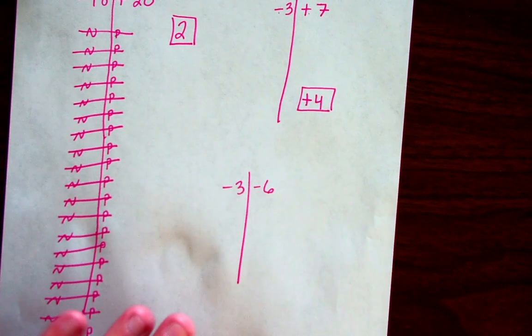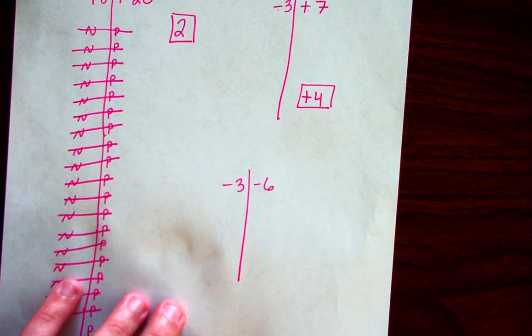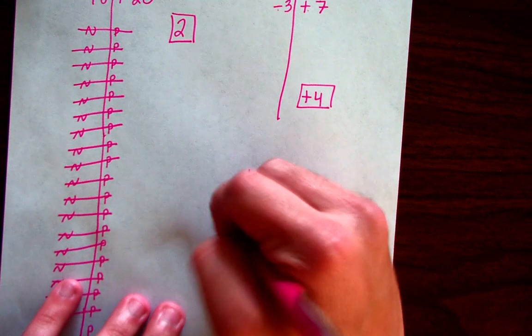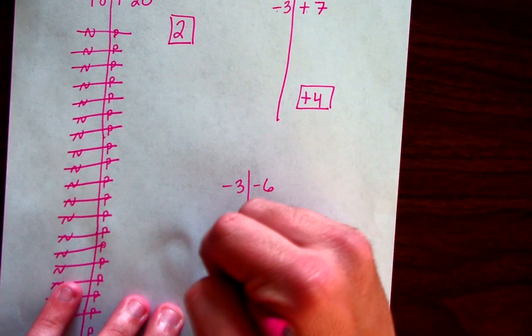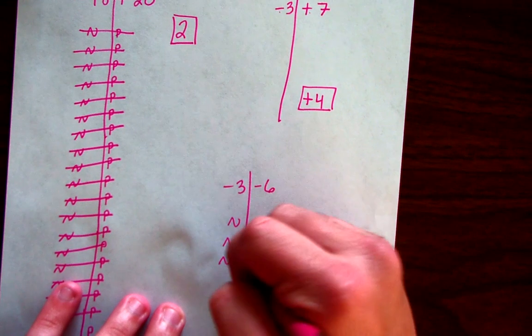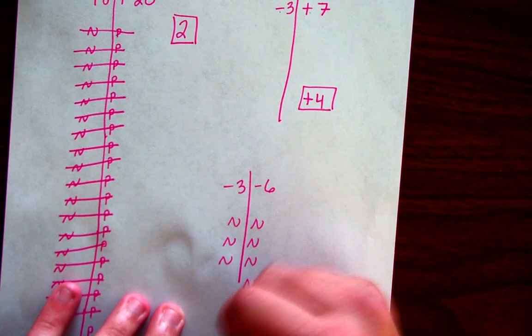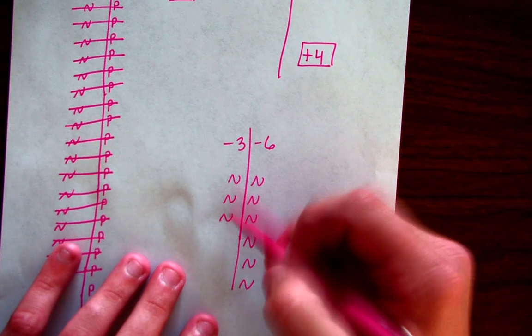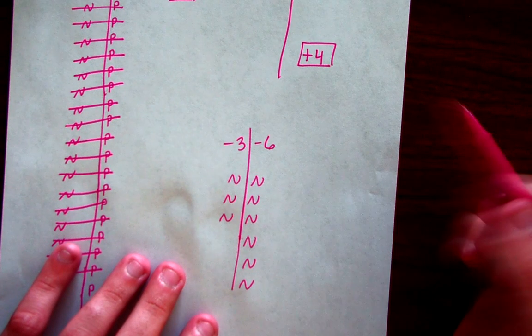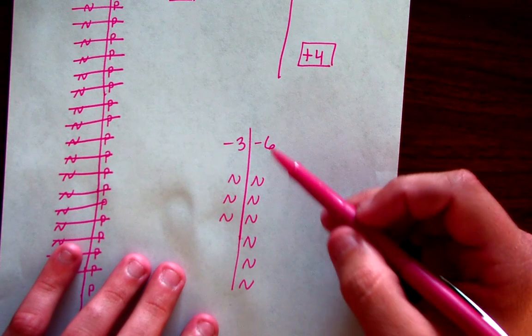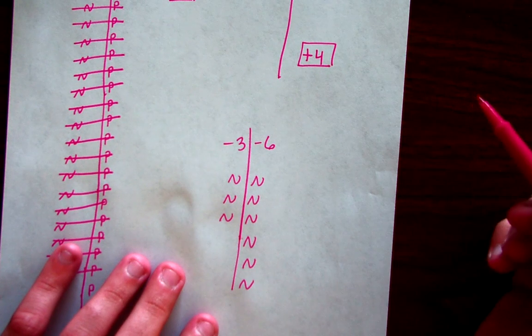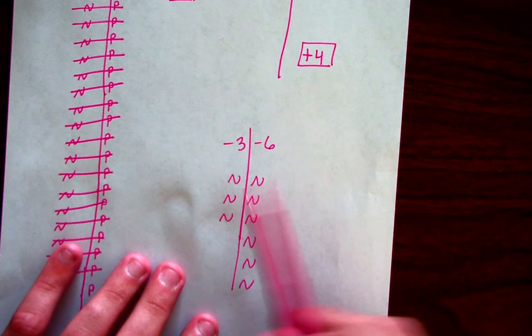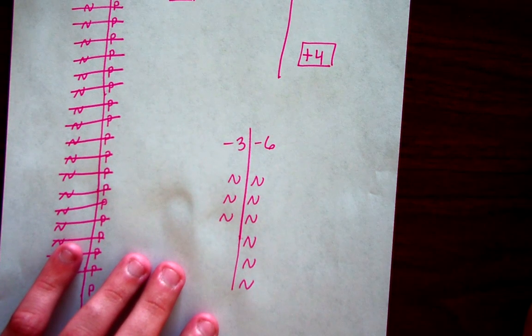Well, let's try this one. Oh, would you look at this? The signs are the same. Well, let's do this visual first. So here's our visual. I have 3 people with negative attitudes, and I have another 6 people with negative attitudes. Well, I can't zero them out because they're not opposites. They're not attracted to one another.